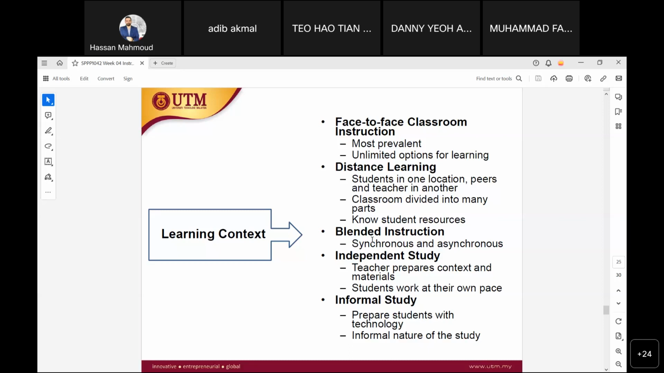Informal study, you are on your own. Say we have an educational technology class. I don't have notes. We are not going to meet. You are on your own. You can search for the information, whatever plans, scenarios and stuff like that. So are you guys clear with these definitions, these terms, learning context?